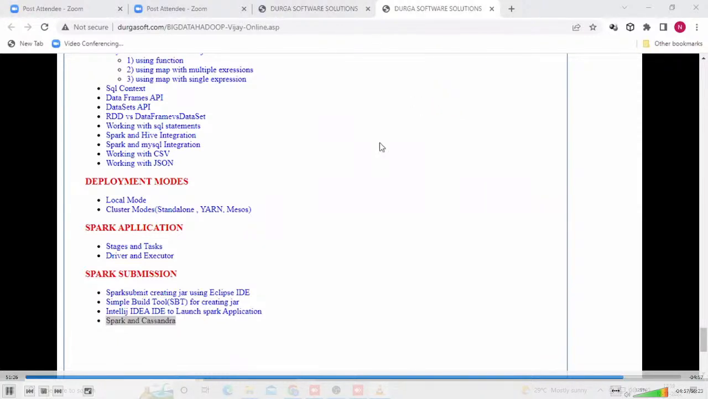So the timing of this batch, once again. For the demo, for the first 1 week, 10 days, it will be at 5 p.m. But the regular timing of this batch will be at 6 p.m. Yes, 6 to 7, daily. But for the first 1 week, 10 days, it will be at 5 o'clock, right? Yes.